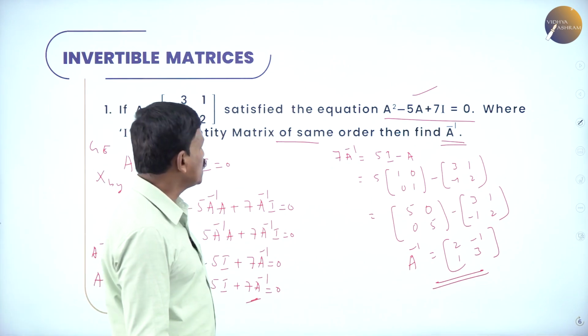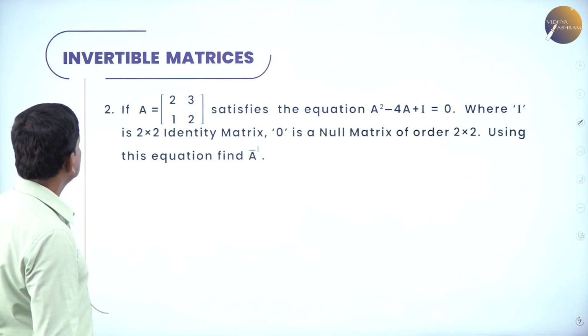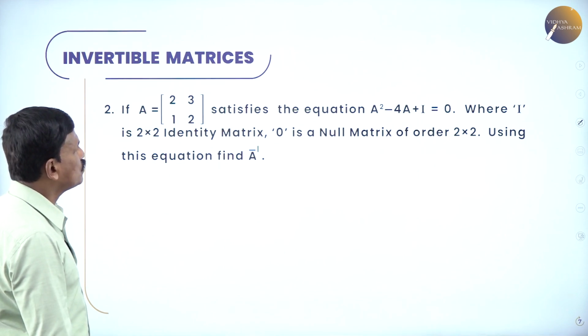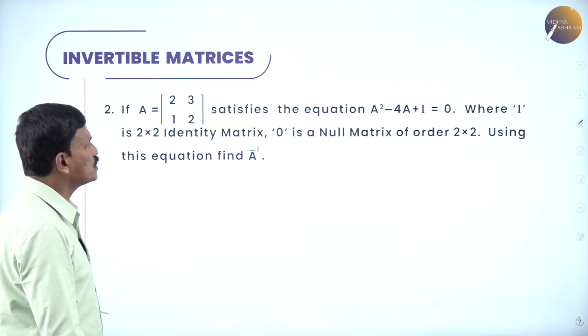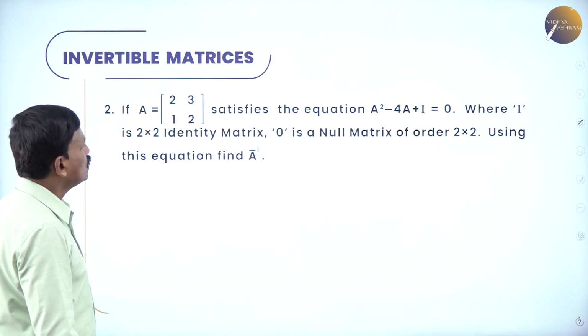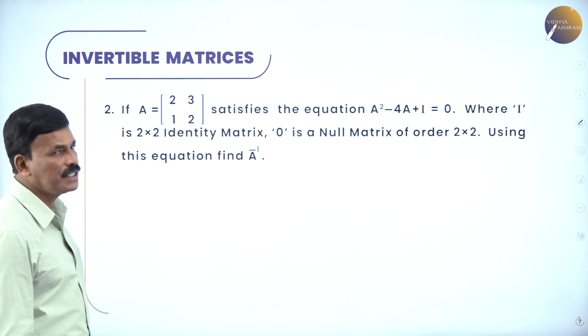Now coming to the next problem. Same type. Let me solve one more problem. If A is equal to 2 3 1 2 satisfies the equation A square minus 4A plus I is equal to 0, where I is an identity matrix of order 2 cross 2 and 0 is a null matrix of order 2 cross 2, using this equation, find A inverse. Same.